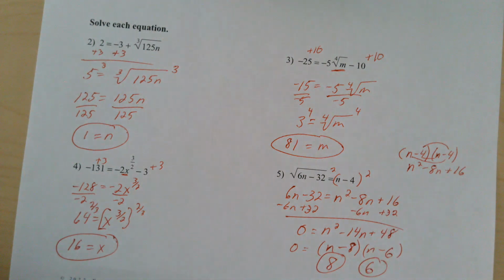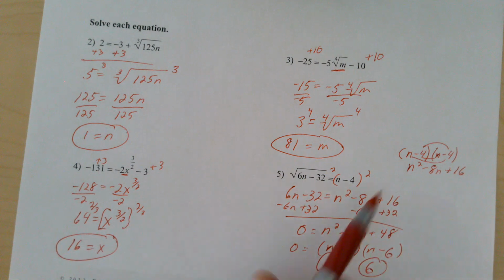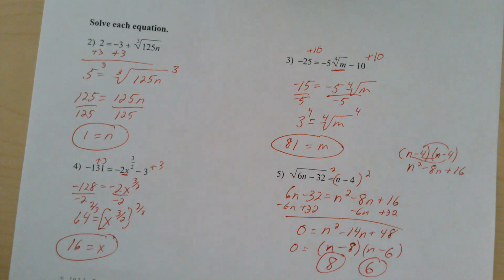Now, both of these work, so neither one's an extraneous solution. And like I said, on your test, if I have an extraneous solution, you're not going to lose points if you don't cross it out. So I just want you to be aware that there are times when we do all the work correctly and we get answers that actually don't check. But both these answers will check. You will get a true statement if you plug in an 8 in for n, or you plug in a 6. They both work out.